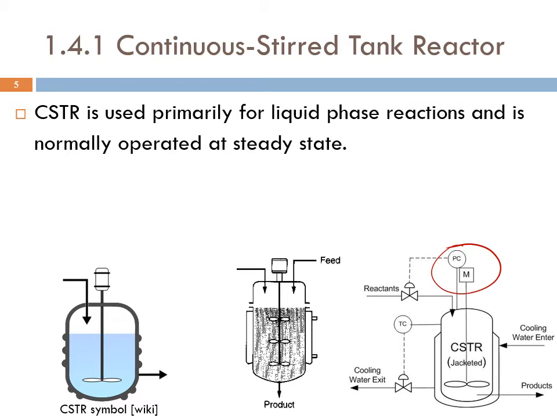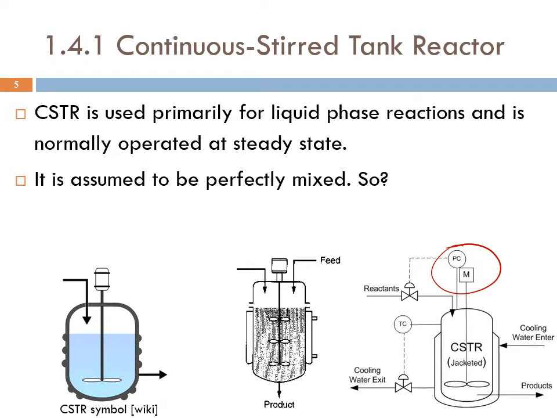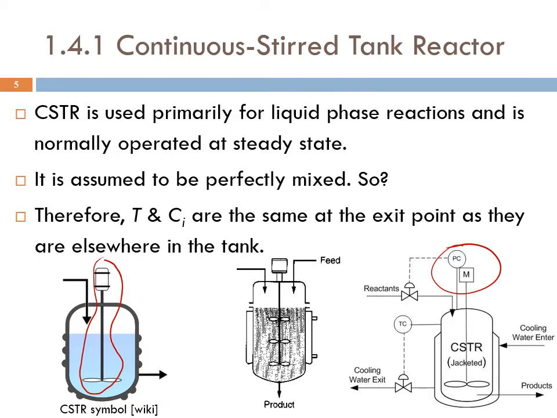CSTR is used primarily for liquid phase reactions and is normally operated at steady state. It is assumed to be perfectly mixed. Again, we have an agitator continuously mixing, and we end up with perfect mixing. So what does that mean? It means that the temperature and the concentration inside the reactor are the same everywhere, so not a function of volume. Therefore the rate of reaction is the same everywhere. So you have a uniform rate of reaction, spatially constant. Okay, that's one thing. What's the other thing?